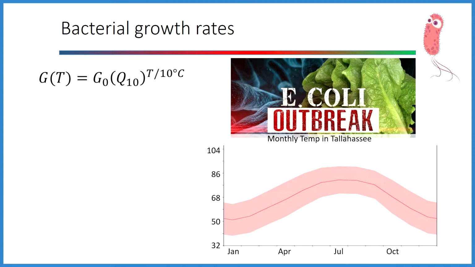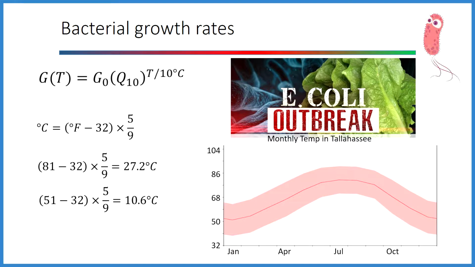Of course, since we're scientists, we need to work in degrees Celsius, not Fahrenheit, so we will use the equation that the degrees Celsius equals the degrees Fahrenheit minus 32 times 5 over 9. So let's plug in our estimate of 81 degrees Fahrenheit, and we'll compute that this equates to 27.2 degrees Celsius. Similarly, if we plug in 51 degrees for our average winter temperature, we find that this equates to 10.6 degrees Celsius in the winter.